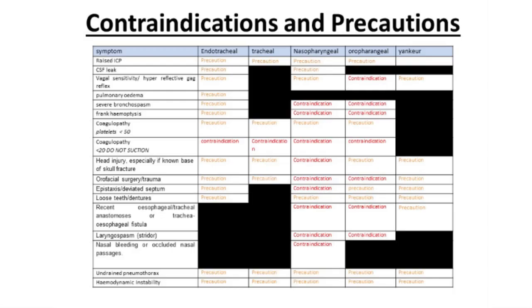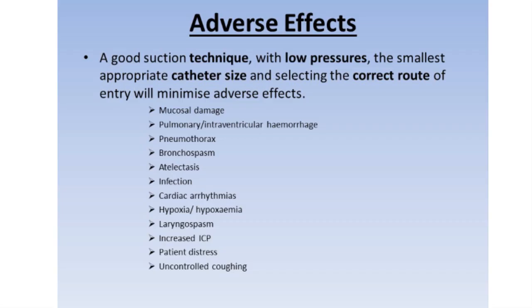So on this slide you'll see a list of contraindications and precautions for all the different methods of suction, but it's just important to say that when indicated there's no absolute contraindication, because the decision to abstain from suction in order to avoid a possible adverse reaction may in fact be lethal. Okay, so some of the adverse effects then. It is important to say a good suction technique with low pressures, the smallest appropriate catheter size and selecting the correct route of entry will minimise adverse effects.